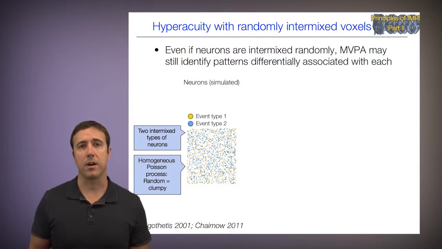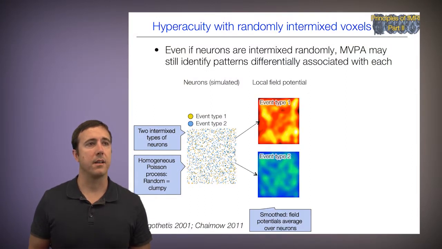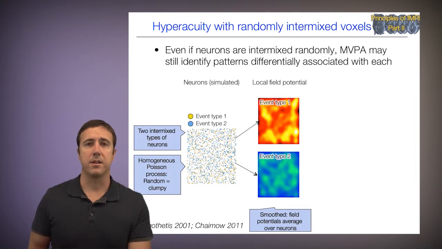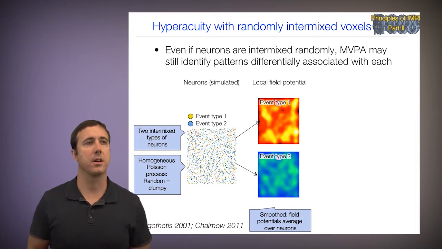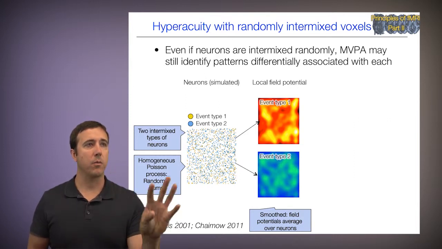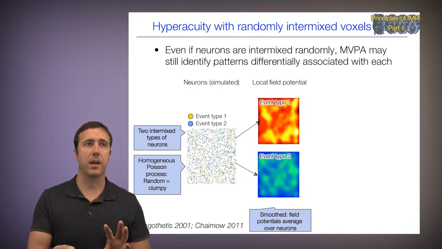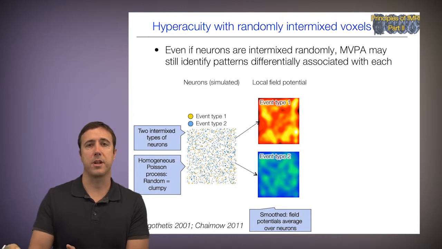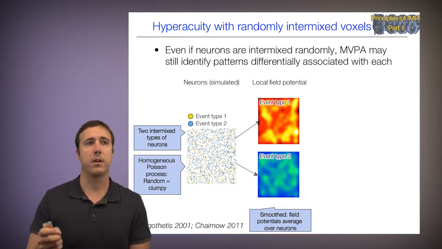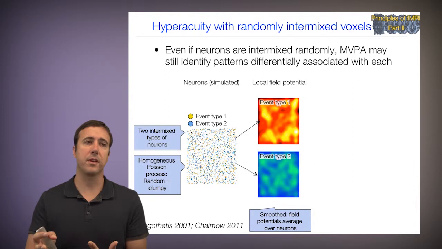So here's an interesting property. Even if the neurons are intermixed randomly, MVPA might still be able to identify patterns that are distinctly and reliably associated with each. Here are our two intermixed types of neurons. The point is that random doesn't mean identically distributed, doesn't mean completely homogeneous. What the BOLD signal is really picking up on is local field potential. So now we've smoothed these neurons into a local field potential representation for event type 1 and event type 2, and you see the topography is still a little bit different.